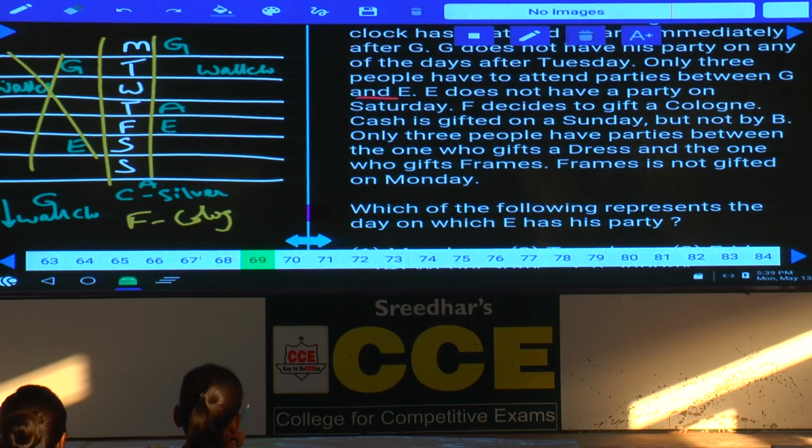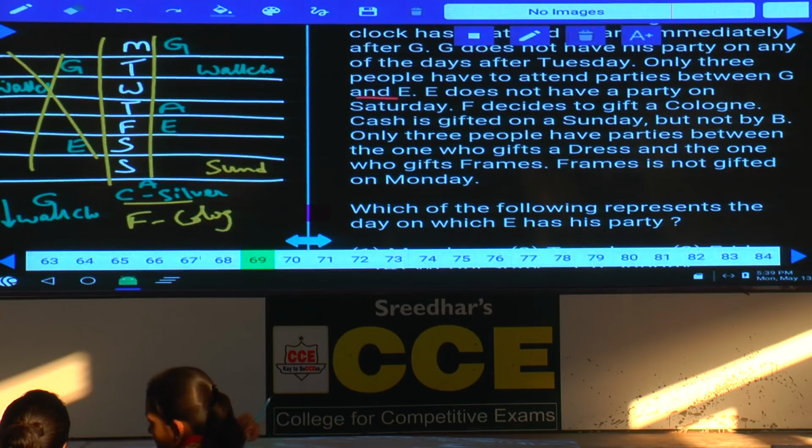And next one, cash is gifted on Sunday. Now Sunday cash is there. Now C wants to gift silver coins after A. Hence, what is the only possibility we have? C must be on Saturday, and this is silver coins. C is silver.